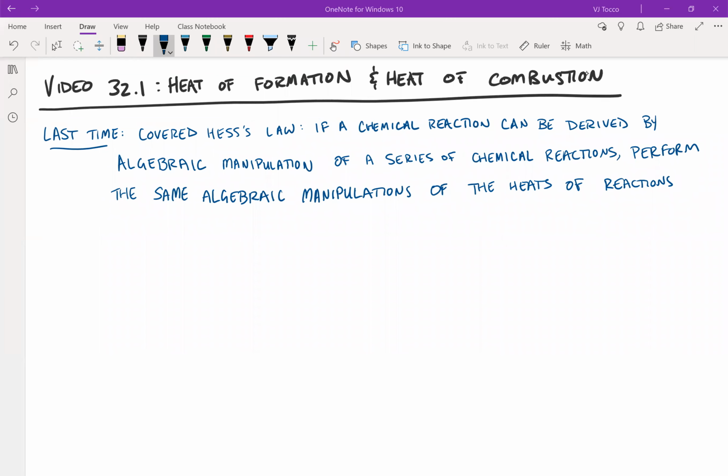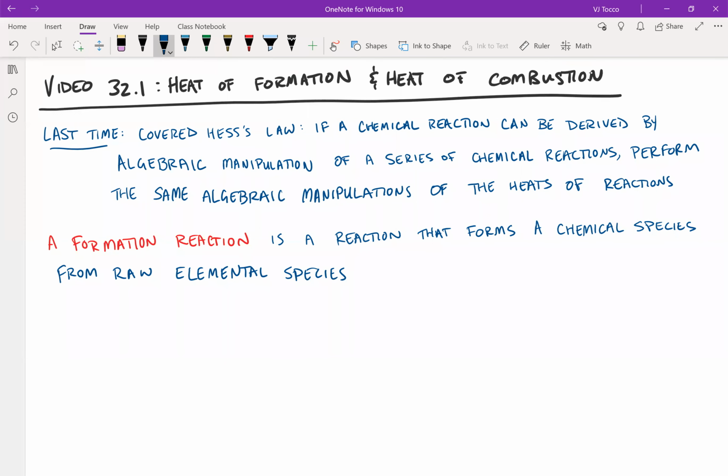In the last MEB video, I covered Hess's law, which says if a chemical reaction can be derived by an algebraic manipulation of a series of chemical reactions, performing the same algebraic manipulations on those heats of reaction will yield the heat of reaction for the reaction of interest. The problem, of course, is that Hess's law assumes that you know what the heats of reaction for the individual reactions are, and that may not always be the case. Oftentimes, it will not be the case. So this video will cover what to do when you do not have those heats of reactions.